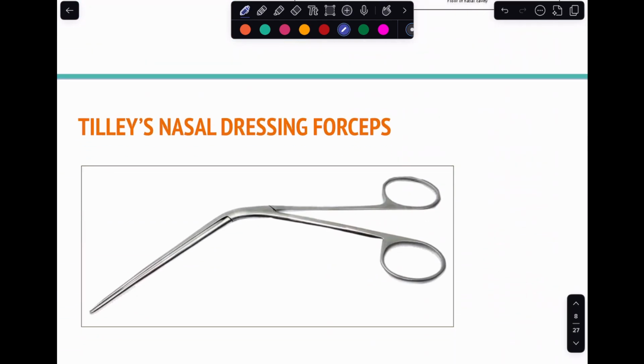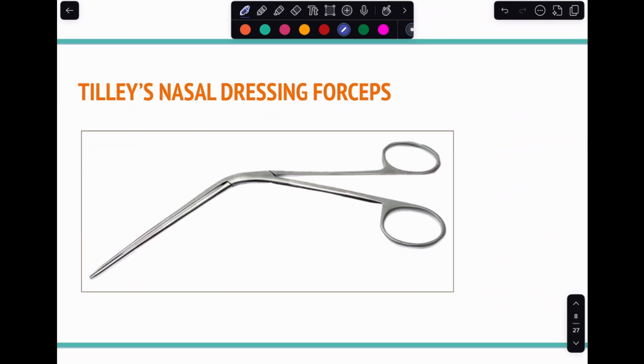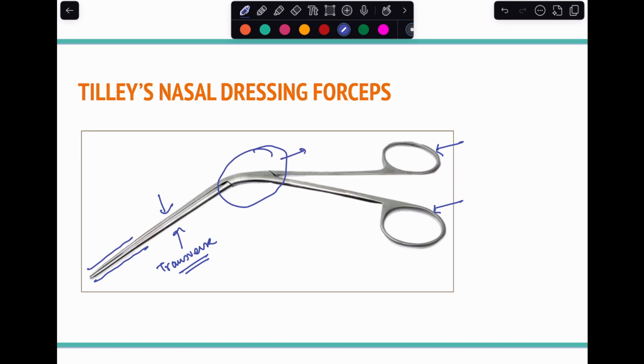Next instrument that we have today is the Tilly's nasal dressing forceps. Now, this forceps has, first of all, two ring-shaped finger grip handles over here. Then we have two long, slender blades, which have transverse serrations in it. This is important to remember to be able to identify it. So the Tilly's nasal forceps has transverse serrations, and this is a flat and straight tip as you can see in the image. And the joint over here that you are able to see is the box joint.